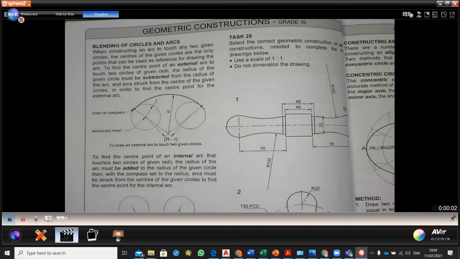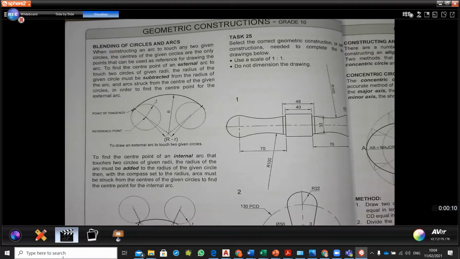Today we are starting with blending of arcs and circles, and it's very similar to tangency. When constructing an arc to touch any two given circles, the centers of the given circles are the only points that can be used as a reference for drawing the arc. To find the center points of an external arc that touches two circles of given radii, the radius of the given circle must be subtracted from the radius of the arc, and the arc struck from the center of the given circles in order to find the center point for the external arc.